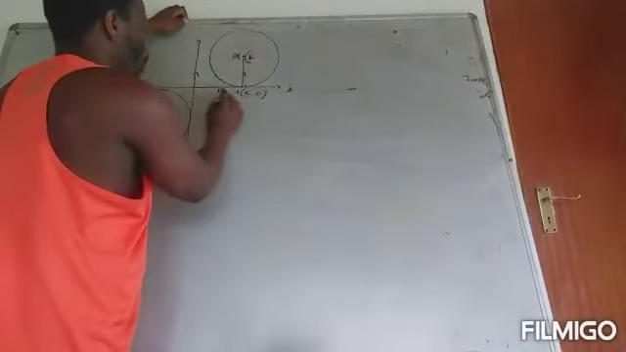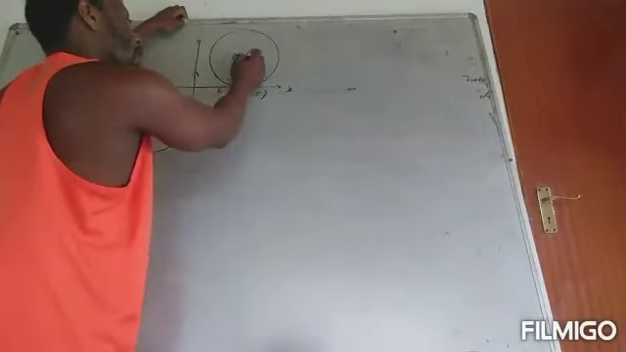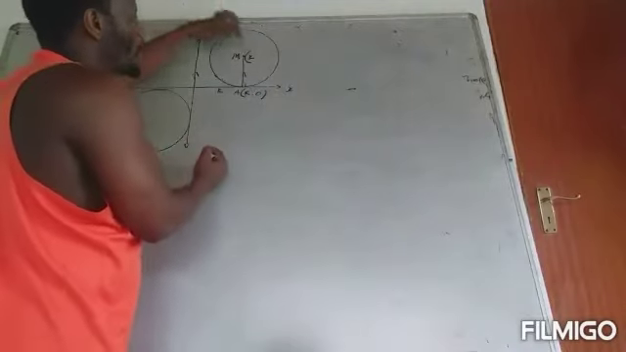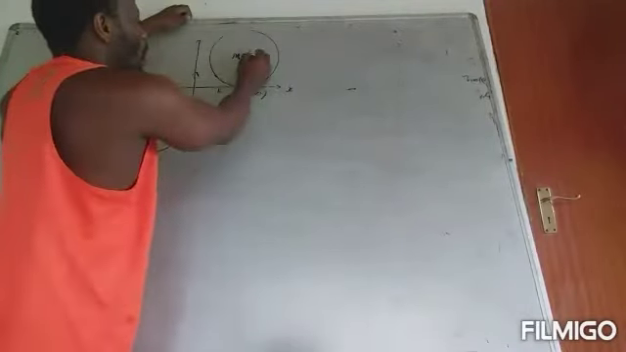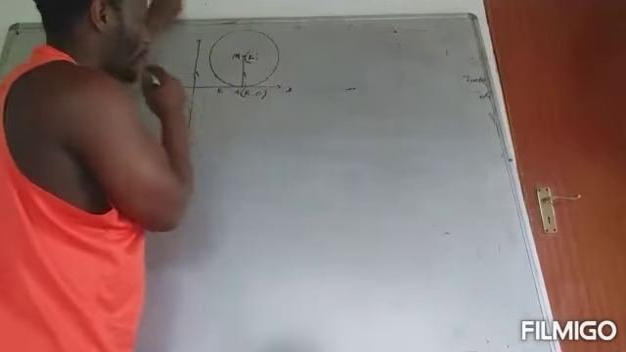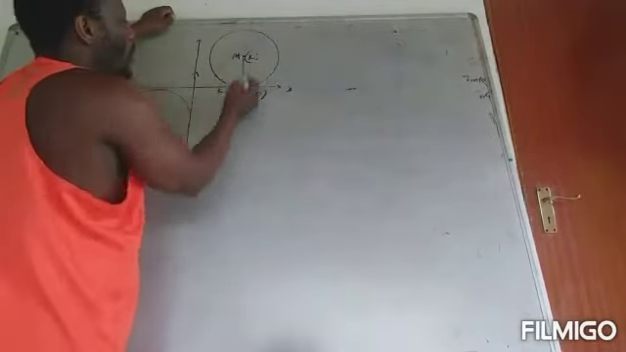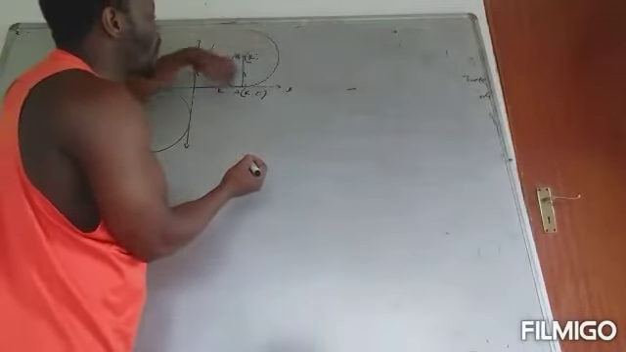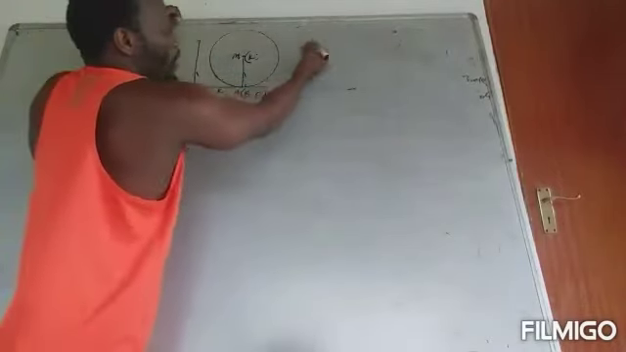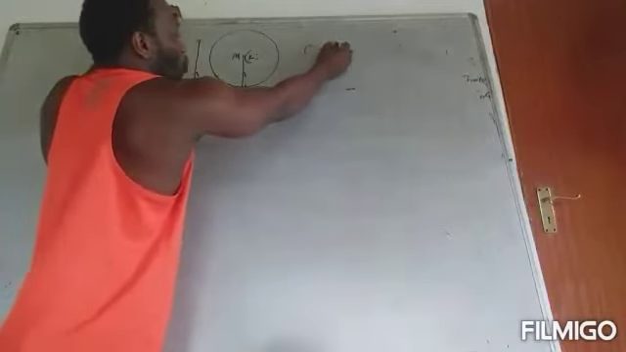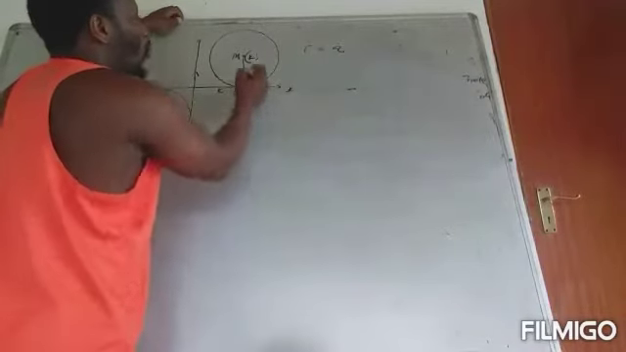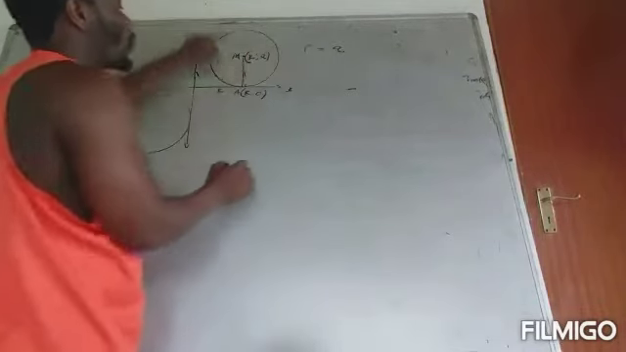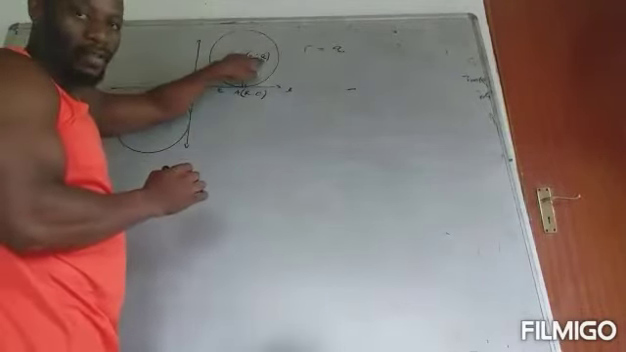If from here to here is k units, the x coordinate of the center is k. What about the y coordinate of the center? The y coordinate of the center is going to be the length of this radius. If the length of the radius is r, equal to a, then the y coordinate of the center is going to be equal to a.